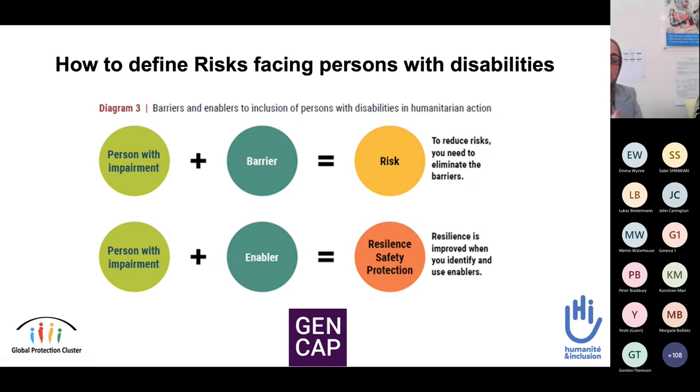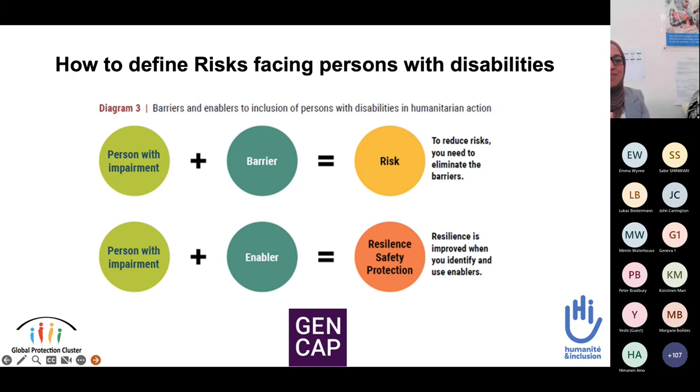So as a concept, it means that if a person with a long-term impairment is facing these barriers, for which we can also use the word threat in the definition of barriers, in their community, the risk will increase that they are unable to access humanitarian services. To eliminate these risks, we need to look at how we are able to overcome barriers, how we are able to increase the enabling factors for people who experience disability to reach resilience and improve their safety and protection.